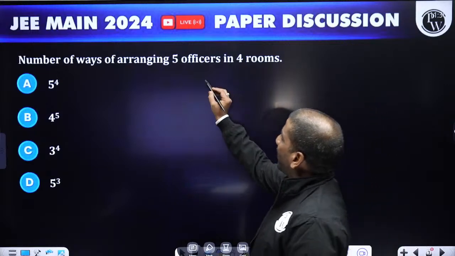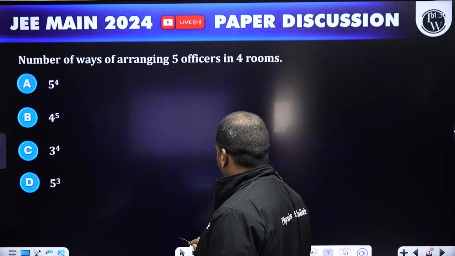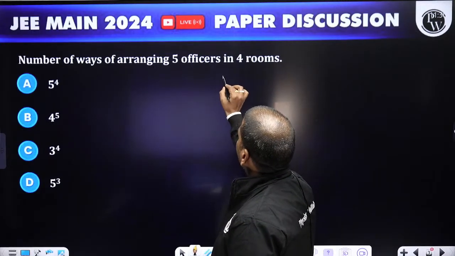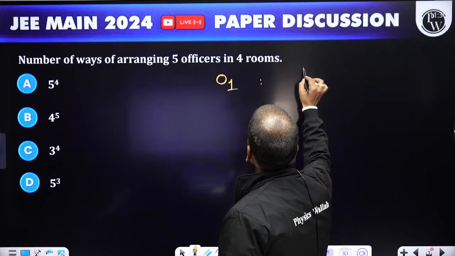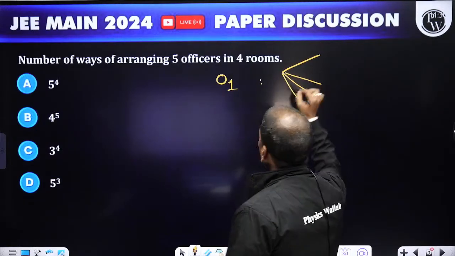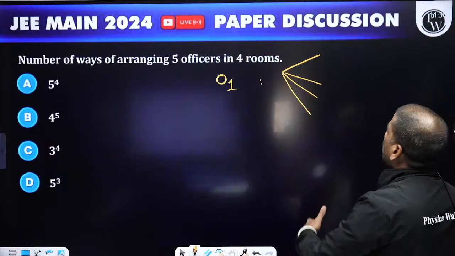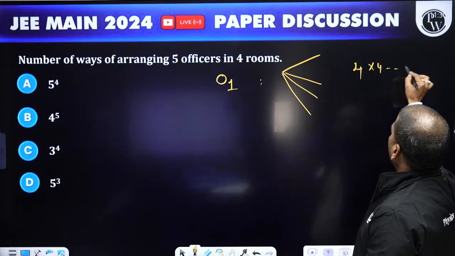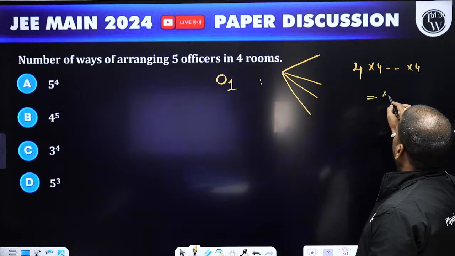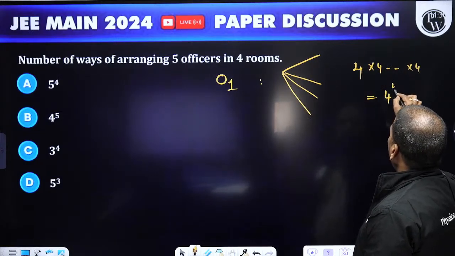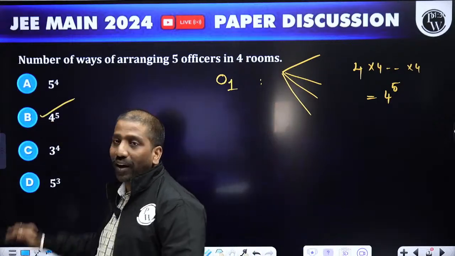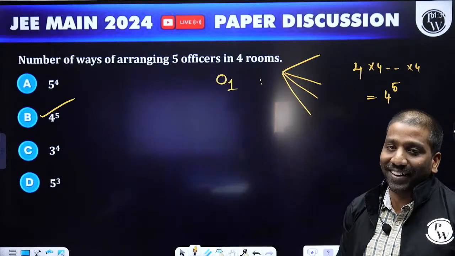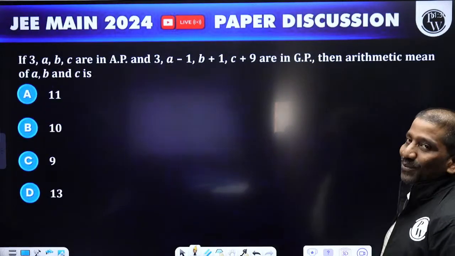The simple thing is, we consider officers, not rooms. So I will take officer 1. For officer 1, there are 4 rooms. So how many ways can I keep this officer in any one of the rooms? 4 rooms, 4 ways. Similarly, second officer, 4 ways, and so on. How many times 4? 5 times, because there are 5 officers. So finally the answer is 4 power 5, not 5 power 4. We keep officer into a room, not room into officer. Okay, so the easiest question.